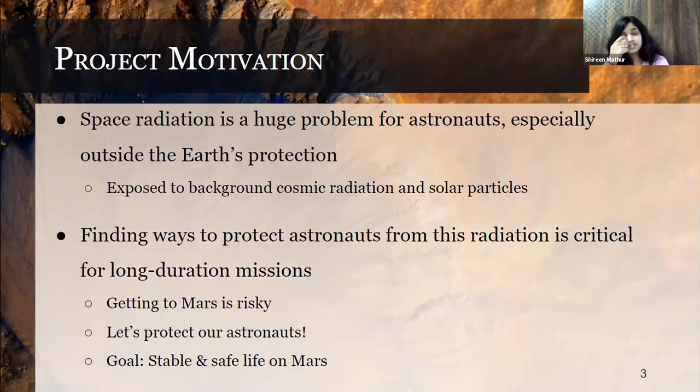Our main motivation is that radiation is a huge problem for astronauts, especially in long-term space missions. When they're outside Earth's protection, they really don't have anything to protect them from the harmful radiation. And there are different kinds of radiation: solar particles, background cosmic radiation, and many other kinds as well. So basically, we are trying to find ways to protect astronauts from this radiation. Getting to Mars is a very risky thing, and our main goal is to make a stable and safe life on Mars.